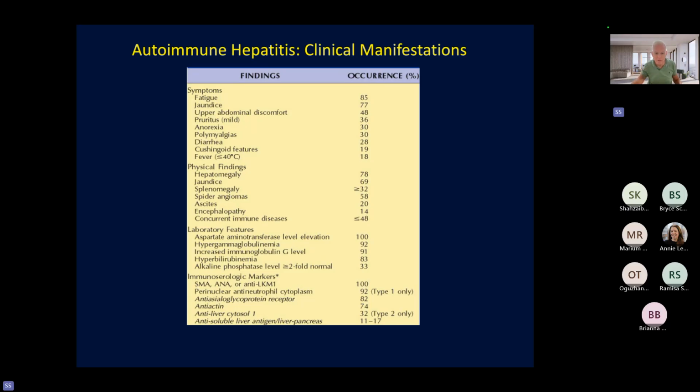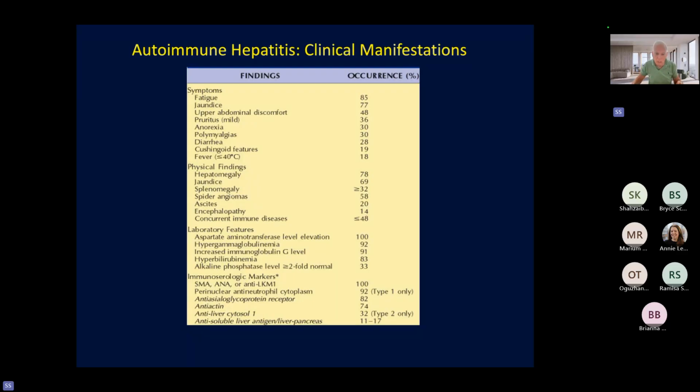The laboratory features: 100% of AST elevations, virtually 100% hypergammaglobulinemia, characterized by elevated IgG. Alkaline phosphatase is not a reliable indicator, because only a third of them will have an alk phos that's greater than twofold normal. And when you're dealing with a growing adolescent, that can even be more confusing.